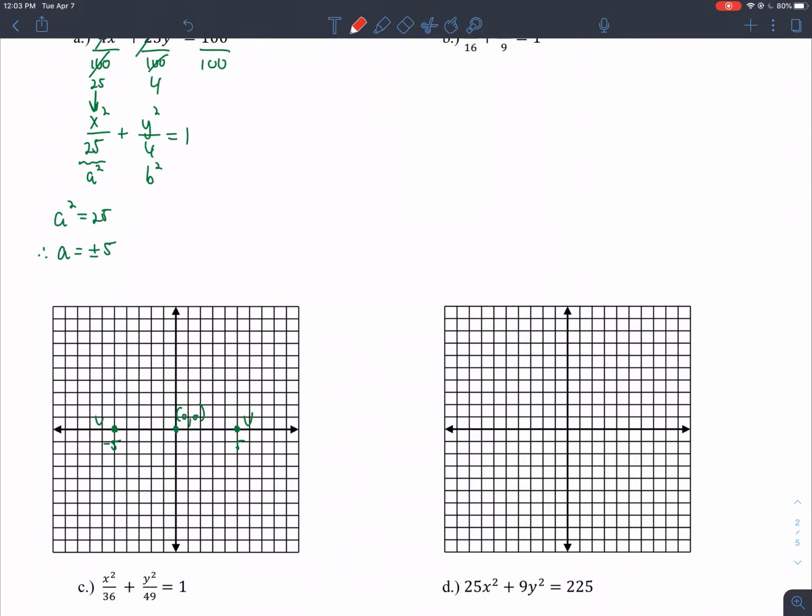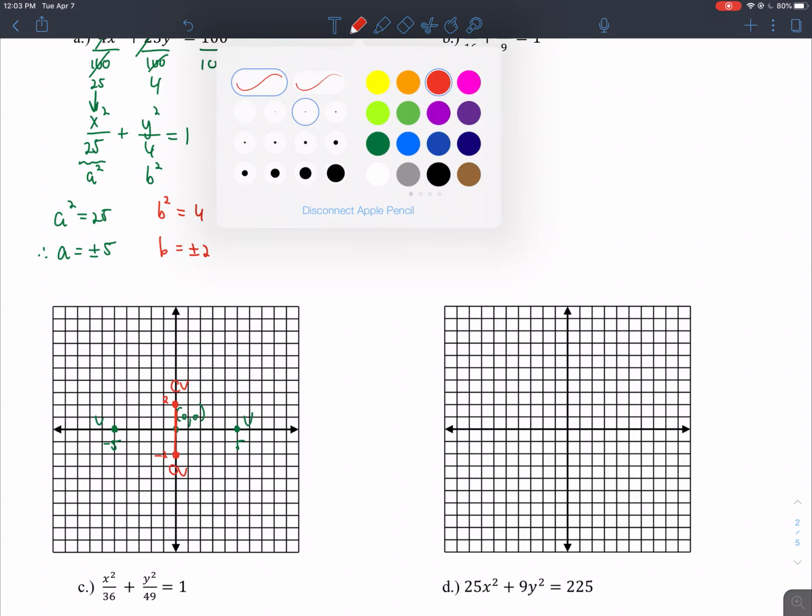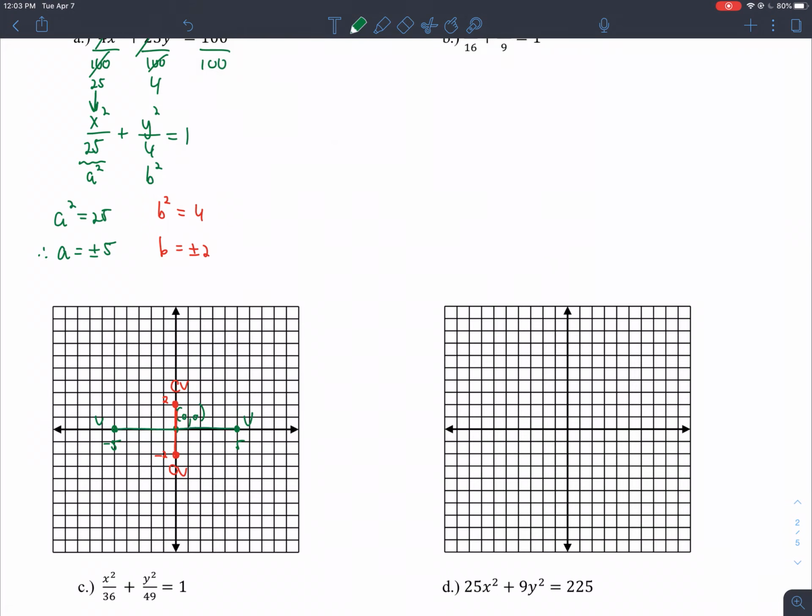Let me do this in a different color. Then I do b squared equals 4, and that means that b is plus or minus 2. But now b represents the co-vertices, which are on the minor axis, which is perpendicular. So b is 2 here, and b is negative 2 is here. These would be called my co-vertices. This is the minor axis, and this is the major axis. Major axis here and minor axis in red.